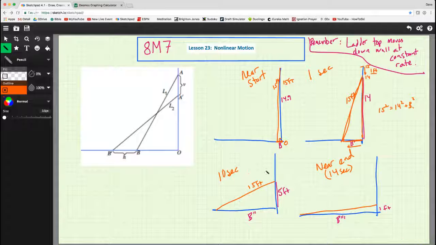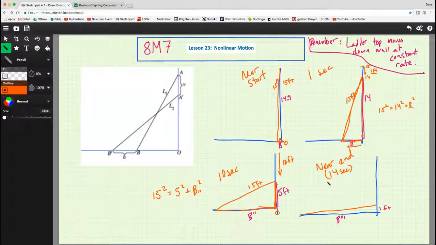Then after 10 seconds, we would know that the ladder is 5 feet from the ground because it's traveled 10 feet this way in 10 seconds. And we can figure out where the ladder is from the bottom, along the bottom, by using our Pythagorean theorem. Again, 15 squared equals 5 squared plus b double prime squared.